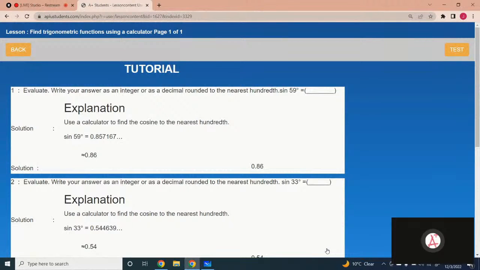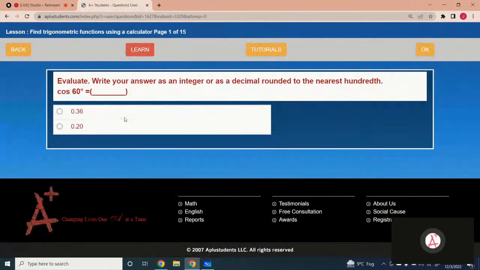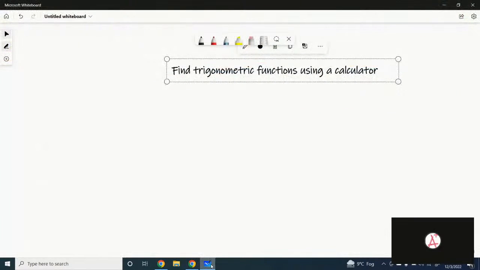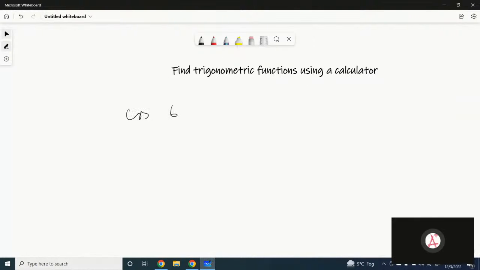Evaluate. Write your answer as an integer or as a decimal rounded to the nearest hundredth: sine 59. Got it? Just use the calculator, calculate the value of sine 59, and you have your answer. Let's start with the test questions. You have to find the value of cos 60 degrees.